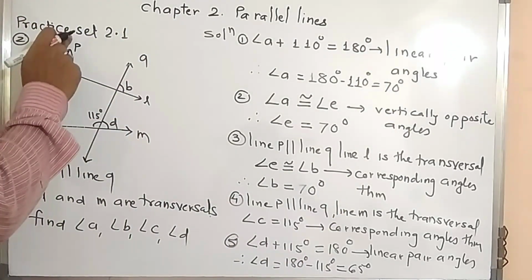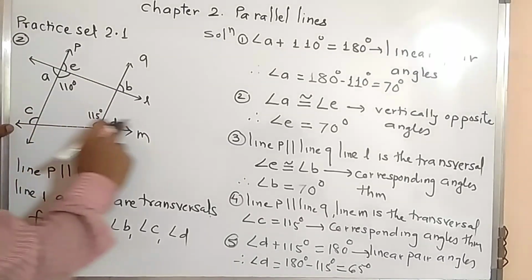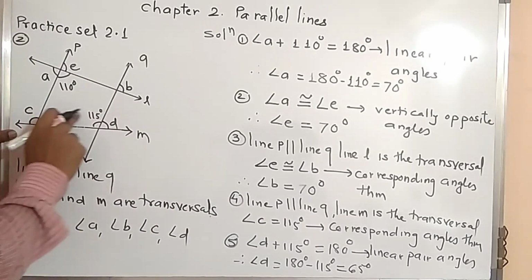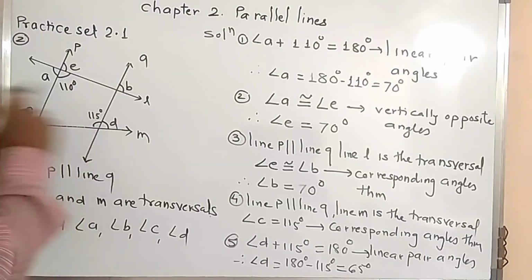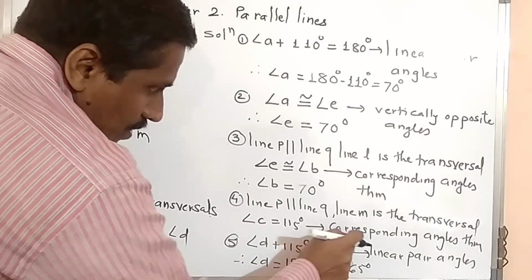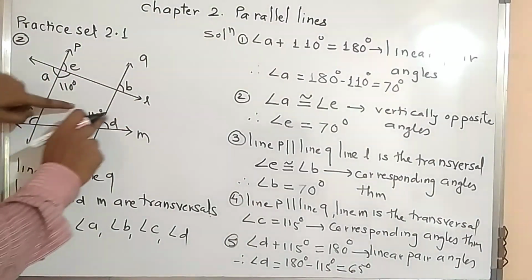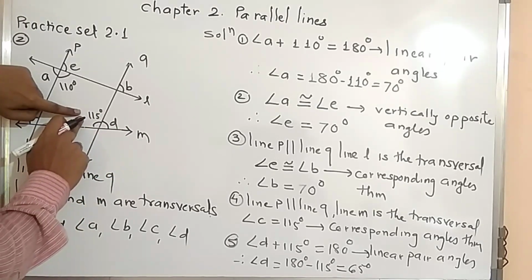Now, line P is parallel to line Q and line M is the transversal. C and 115 are corresponding angles, and therefore angle C is 115 degrees. Reason: corresponding angles theorem.